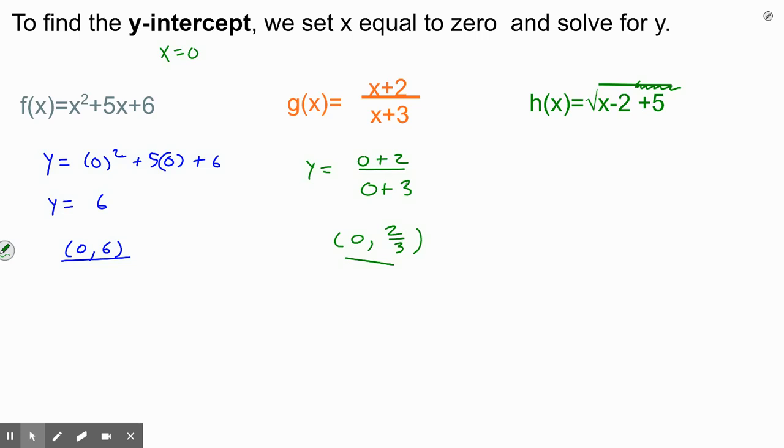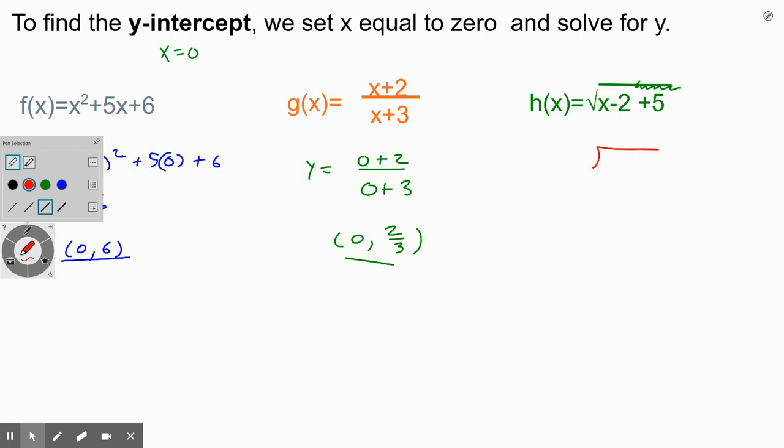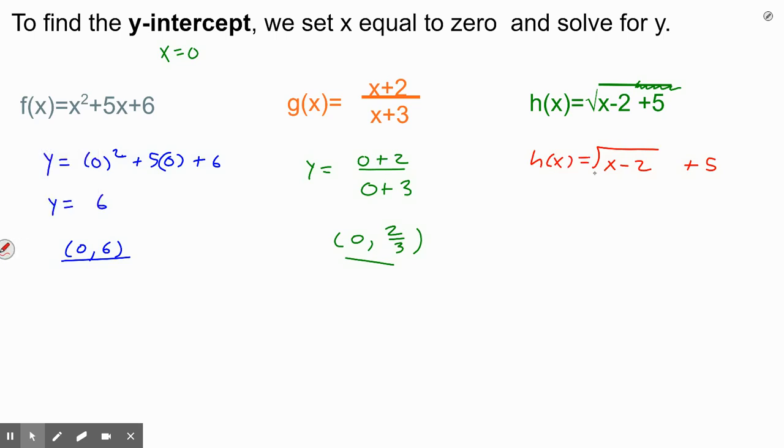And the last one we're going to replace. So again, let me rewrite it. We're going to do square root of x minus 2. We'll put the plus 5 on the outside. Otherwise, it's kind of boring. So let's plug in our 0 again. So here I'm going to have y equals the square root of 0 minus 2 plus 5. And so when I do this, I get y equals the square root of -2 plus 5.